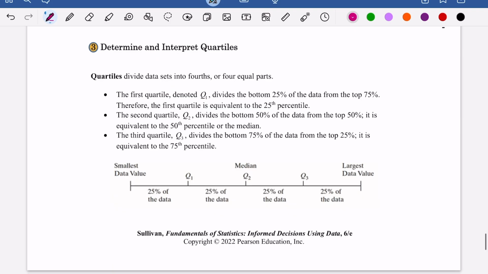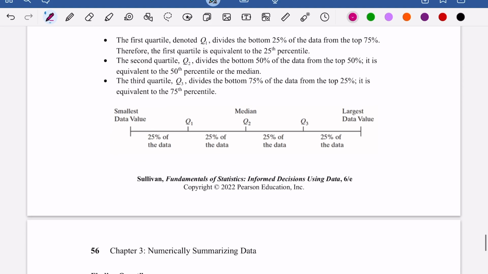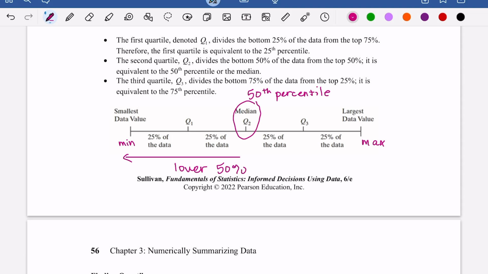All right, so determine and interpret quartiles. Remember, we've talked about quartiles, and you can see here, when you're looking at quartiles, you start with your minimum value, go to your maximum value. We first divide it into 50%. So this is at the 50th percentile. So this is the lower half, and then we have the upper 50%. So if you think about quartiles, you think quarters, and that's exactly what happens. We have our data divided into 25th percentiles.